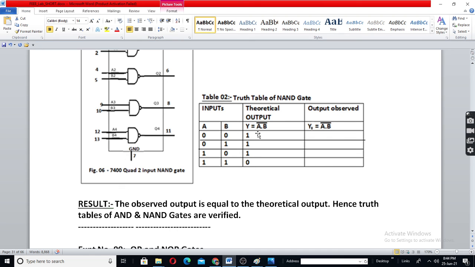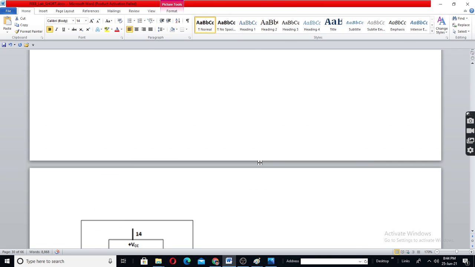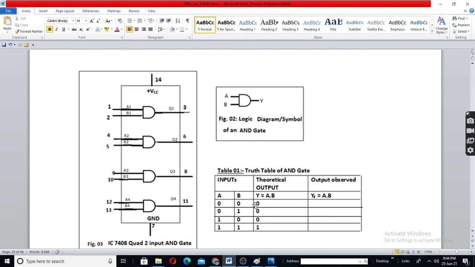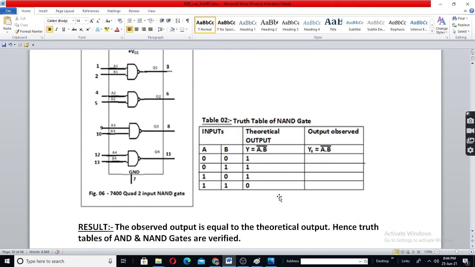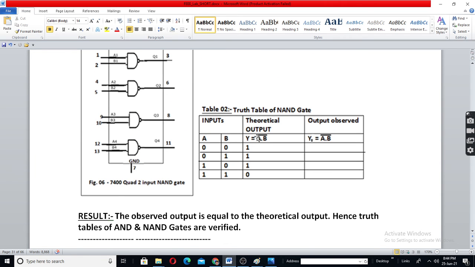For AND gate, you have here 0001. You will write A into B. Y, output, will be equal to A into B. And here we will have AB bar. You can see here there is a bar here. Means opposite of AB. Let us say Y1 as output observed. Means what we have seen. So NAND means not AND. Opposite of AND.